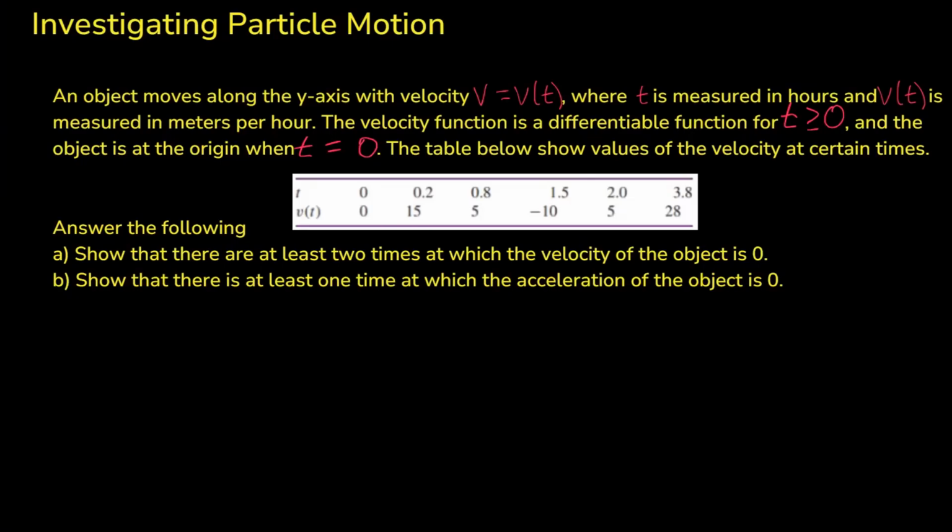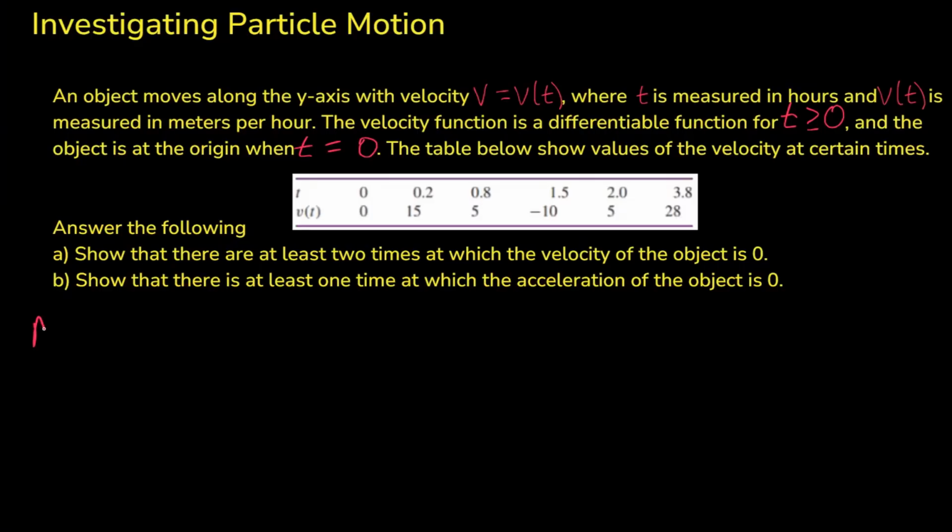The velocity function is a differentiable function for t greater than or equal to 0, and the object is at the origin when t equals 0. The table below shows values of the velocity at certain times. So A, show that there are at least 2 times at which the velocity of the object is 0.